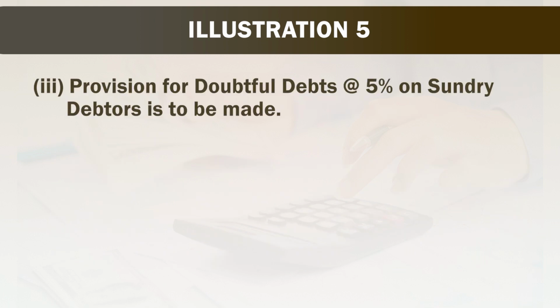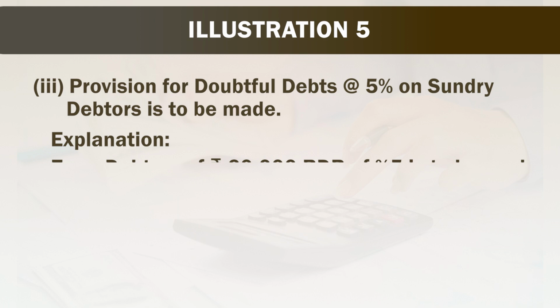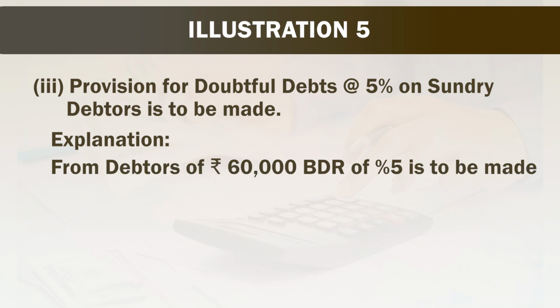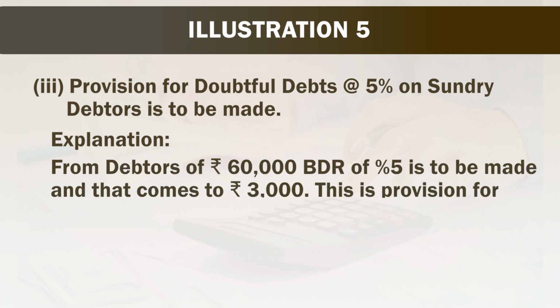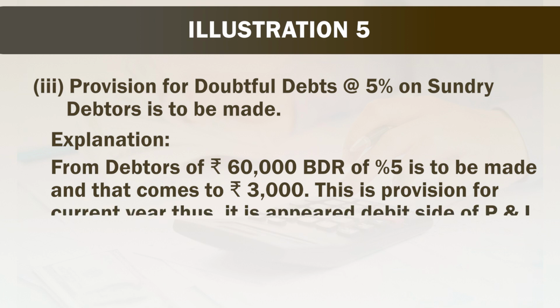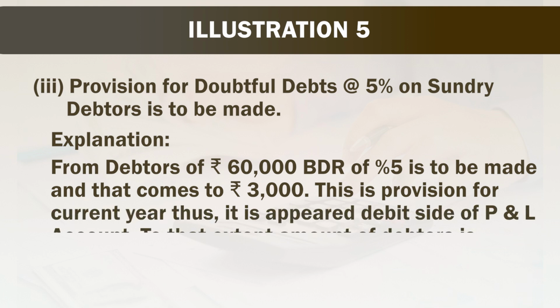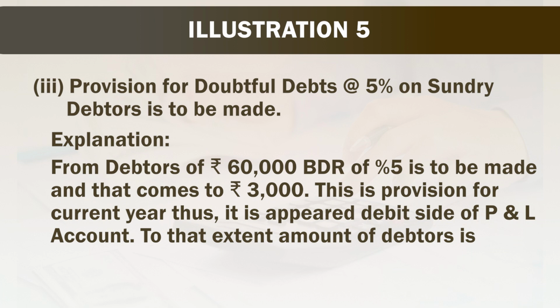The next point is provision for doubtful debts at the rate of 5% on sundry debtors is to be made. Here we have debtors of rupees 60,000. So, 5% on 60,000 is to be made, that comes to rupees 3,000. This is provision of current year. Thus, it appears at the debit side of P&L account, and to that extent amount of debtors is reduced.